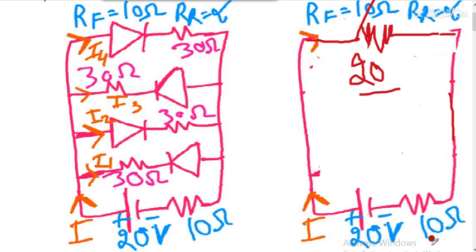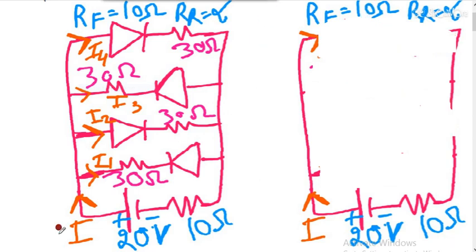So this 20 and this 10 are now in series, so it will give me 30, total resistance of 30. So the total current in this case will be 20 by 30. In the earlier question it was 20 by 20, but in this question the total current is 20 by 30. 20 is the battery voltage and 30 is the total resistance. So 20 by 30 will be the answer for this I.